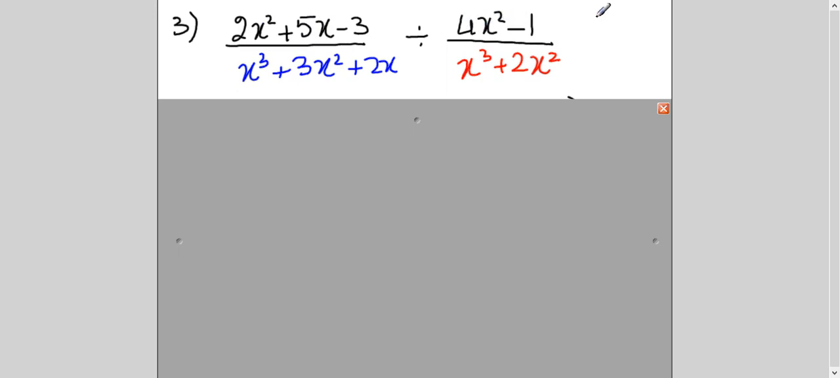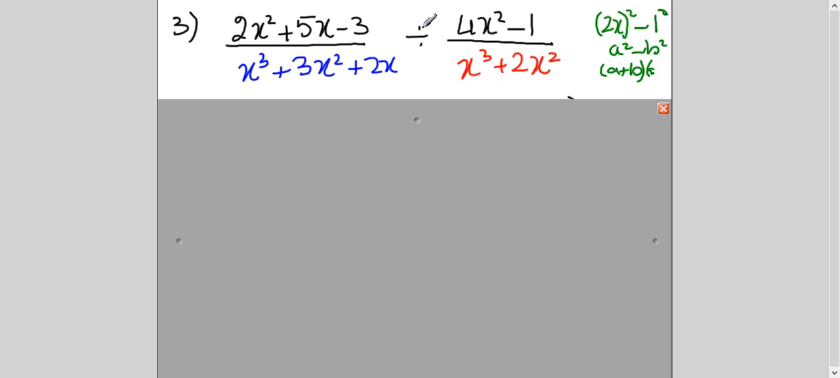This is a perfect square, so can I write it as 2x squared? Yes. And this 1 can be written as 1 squared, because 1 squared is 1. So this term can be changed into this form, a squared minus b squared. And then I can easily apply (a plus b)(a minus b), right? And from here, common x will be out.